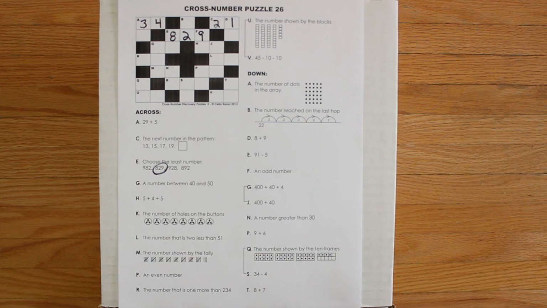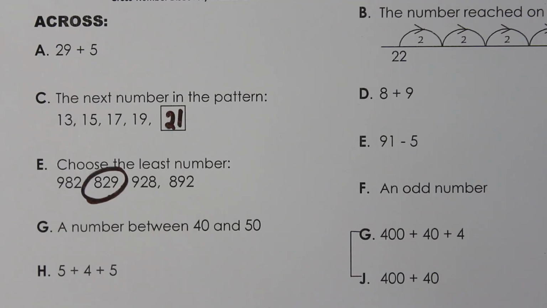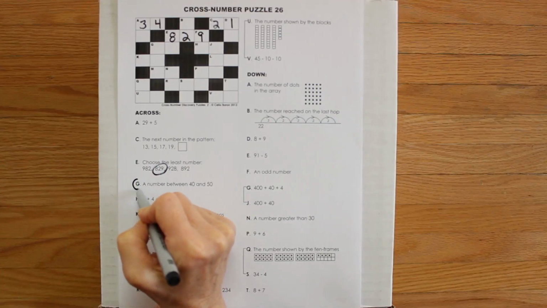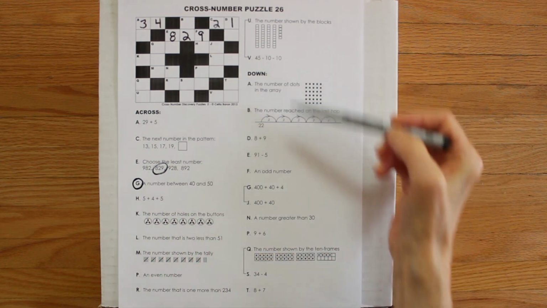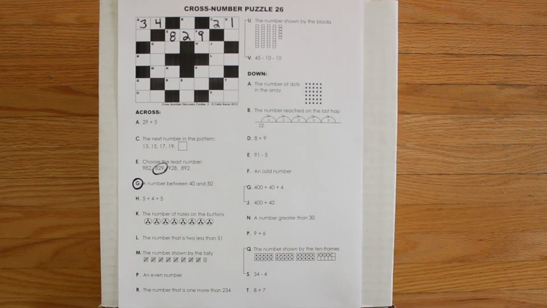If you look at question G, it says a number between 40 and 50. Note that question does not have a unique solution. Children are told to circle the G and to go to the next question.